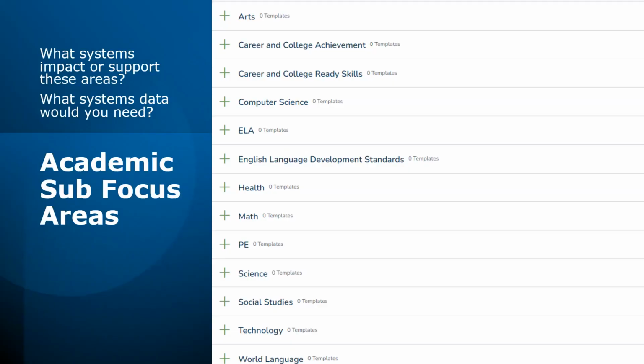This slide illustrates the various sub-focus areas under academics. Notice the two key questions on the slide, no matter your sub-area of focus. If you currently have goals in these individual areas, how might they be combined into a systems goal?